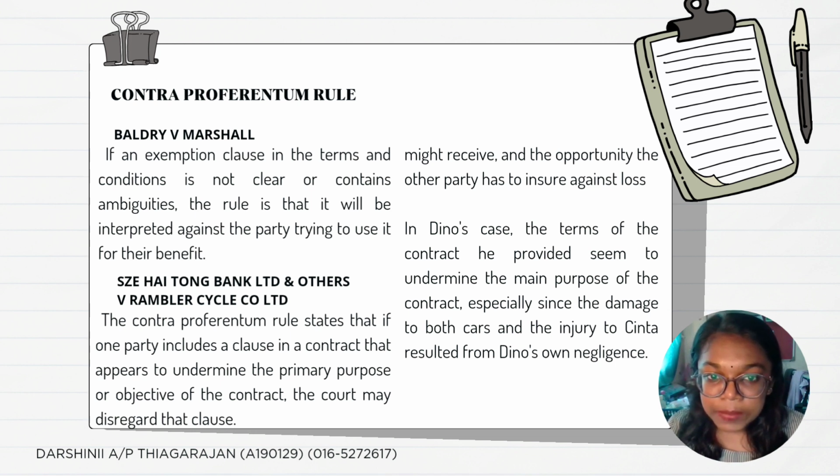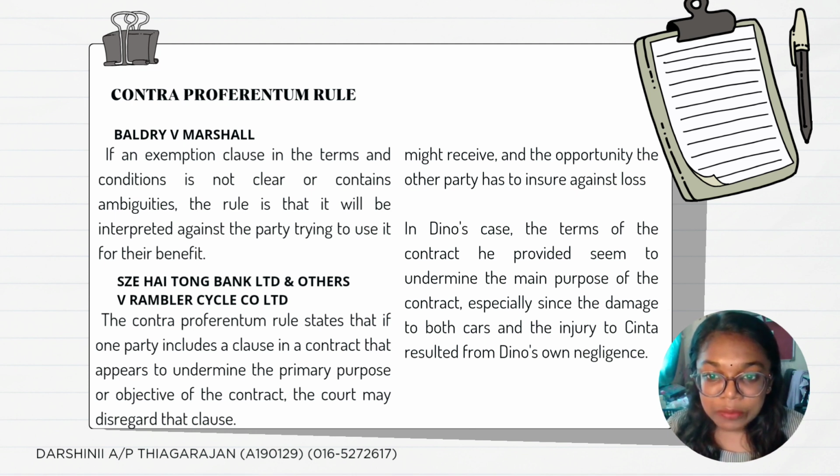However, if the terms in question are unclear, the contra proferentem rule could be applied. Referring to the case of Baldry against Marshall, it establishes that if an exemption clause in the terms and conditions is not clear or contains ambiguities, the rule is that it will be interpreted against the party trying to use it for their benefit. Dino's terms and conditions are not clear regarding the exact replacement cost stated in the contract.